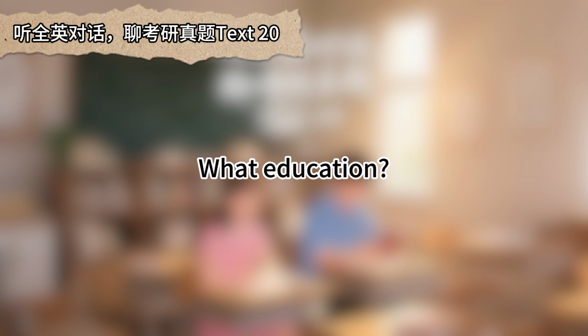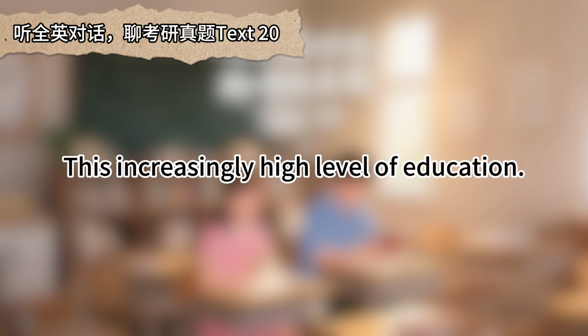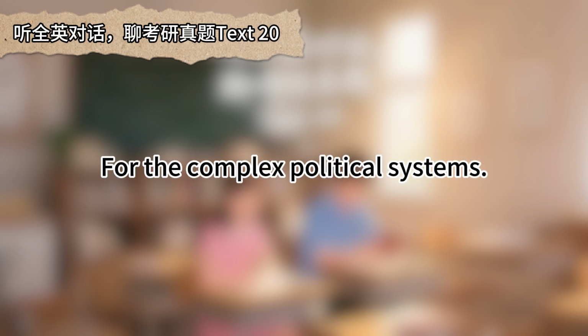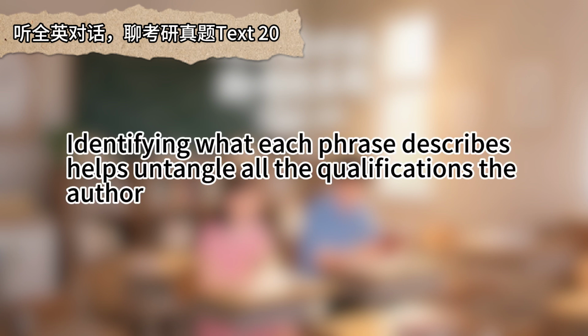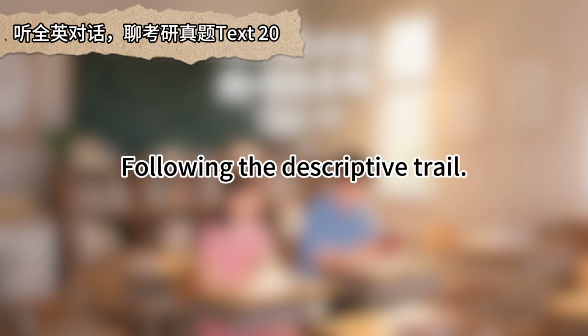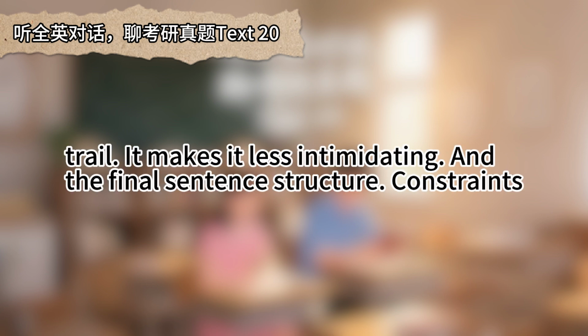specifies that. What education? This increasingly high level of education. What kind of condition? Probably a necessary, but not a sufficient one. A condition for what? For the complex political systems. What kind of systems? Those required by advanced economic performance. See how you can break it down layer by layer. Identifying what each phrase describes helps untangle all the qualifications the author uses to define education's role at that very high level. It's about tracing the modifications. Right, following the descriptive trail. It makes it less intimidating.